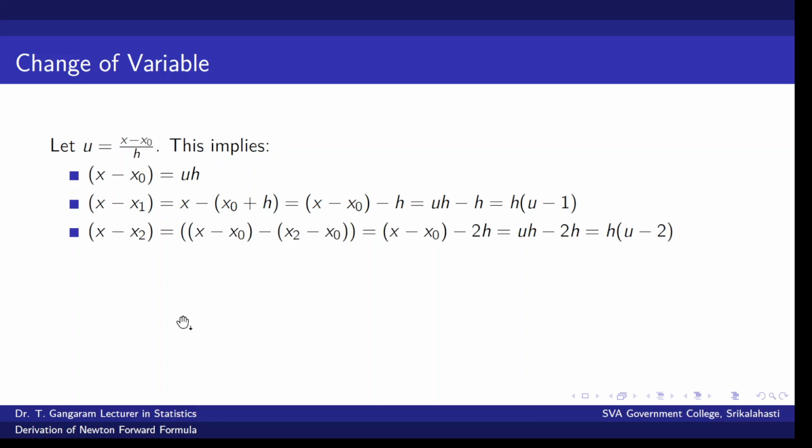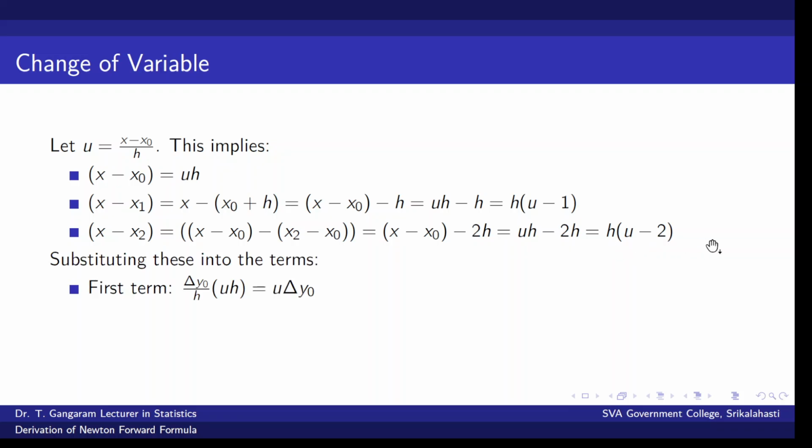Similarly, we can write x minus x2 as x minus x0 plus x0 minus x2. Here x2 minus x0 is two times the interval, so we can write 2h. So x minus x0 minus 2h. Already x minus x0 is equal to uh. By taking h common, we get h into (u minus 2).